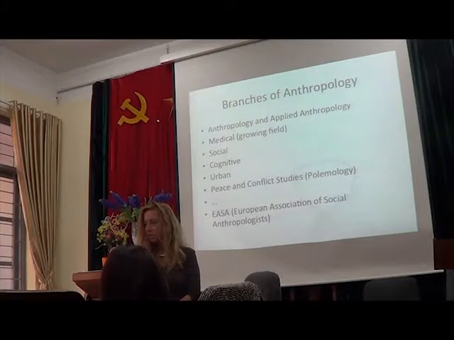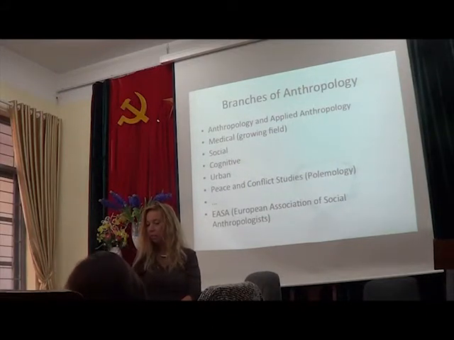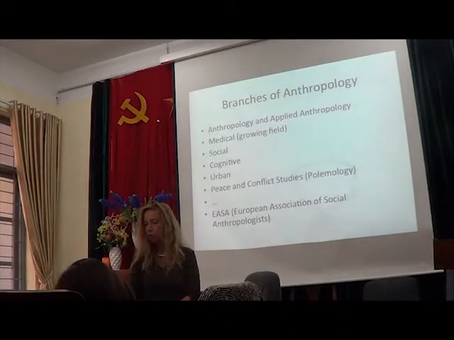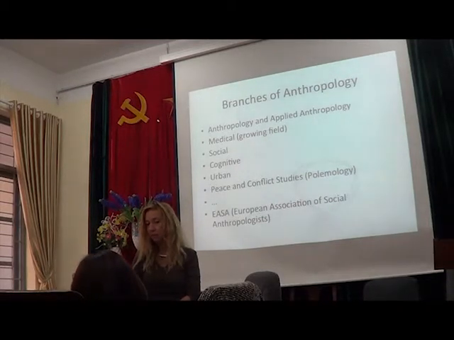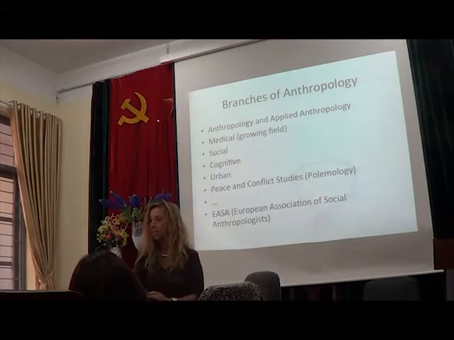Another branch is, for instance, cognitive anthropology, which deals with how people learn, how they understand the world around them. In its applied form, it can be very useful and it's often lucrative for anthropologists in Western society, meaning that they get a lot of money from firms who are interested in understanding how human brains work. They pay anthropologists in order to discover these inner mechanisms of learning.